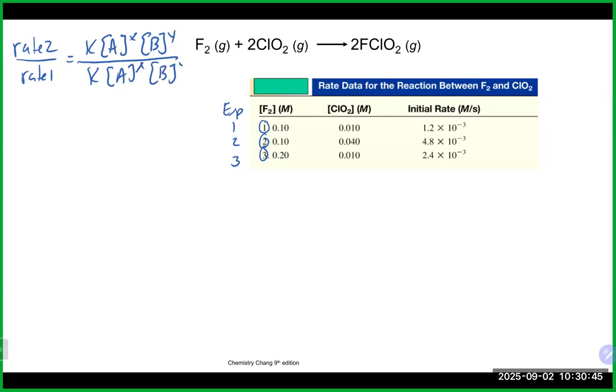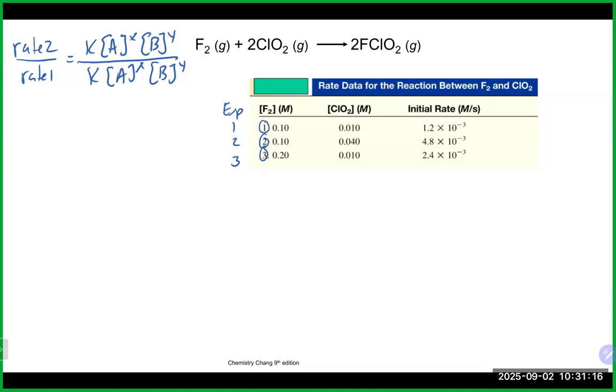Now, what does this mean? This is not, for example, you go to the table and you just pick out number one, number two in the table. What you're looking for is to make the math easier for yourself, which means you want to go to the table and find two experiments where one of the reactants' concentrations stays the same, and one varies.